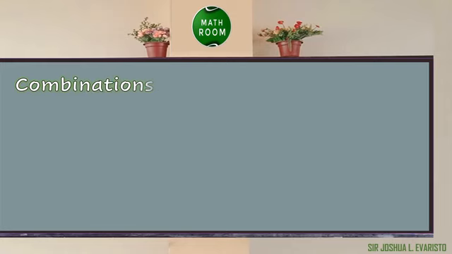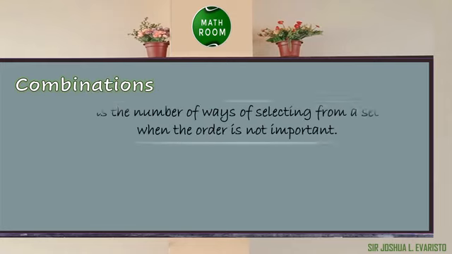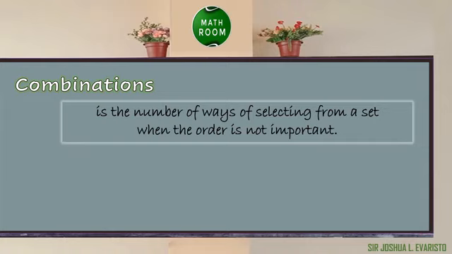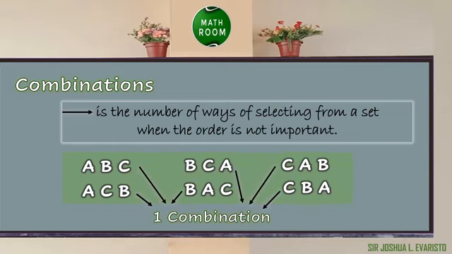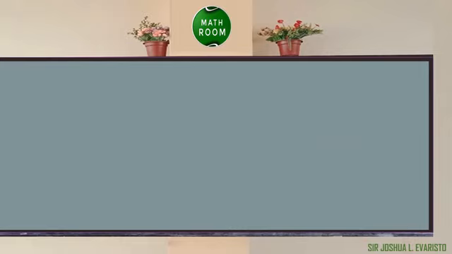By definition, combination is the number of ways of selecting from a set when the order is not important. In combination, ABC, BCA, CAB, ACB, BAC, and CBA are just the same. Hence, that is just one combination. For you to understand combination, let's have an example.